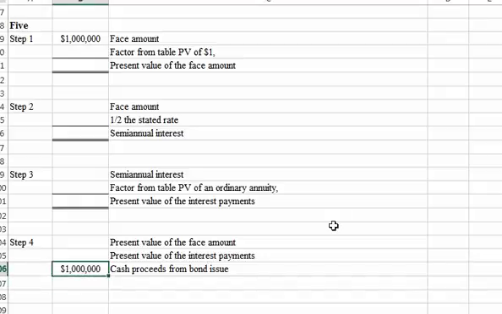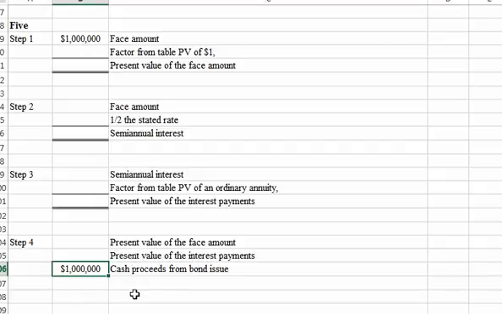The bonds will be issued at their face amount, $1 million, if the stated rate and the market or effective rate are equal. Now let's see if we get back to that. We might miss it by $1 or $2 just due to rounding on some of these factors from our tables. But we're going to get really close to this number if we don't hit it exactly.